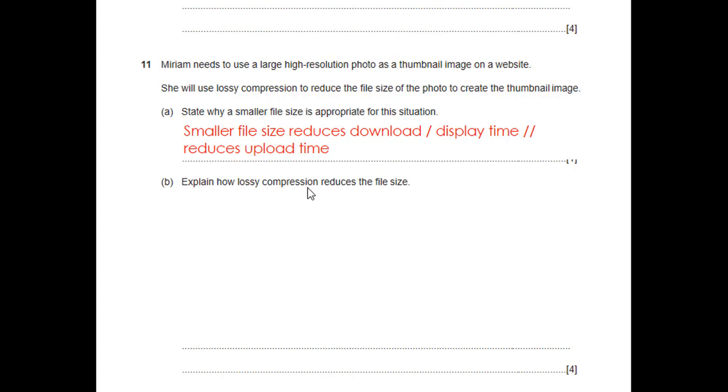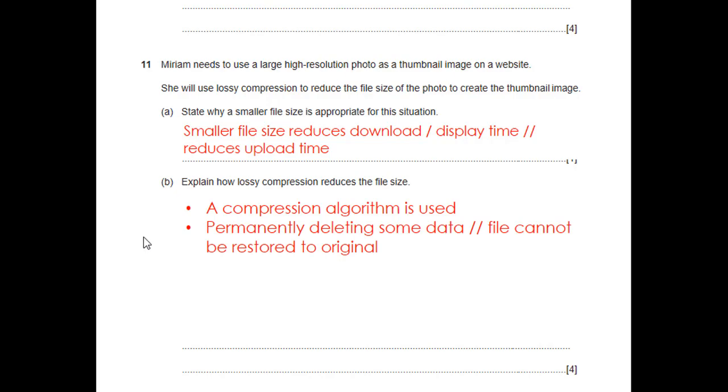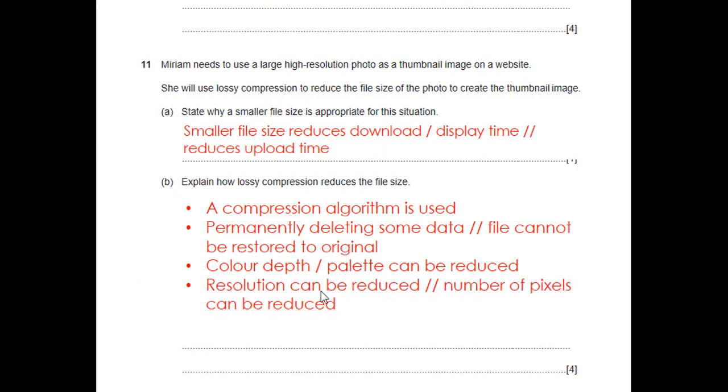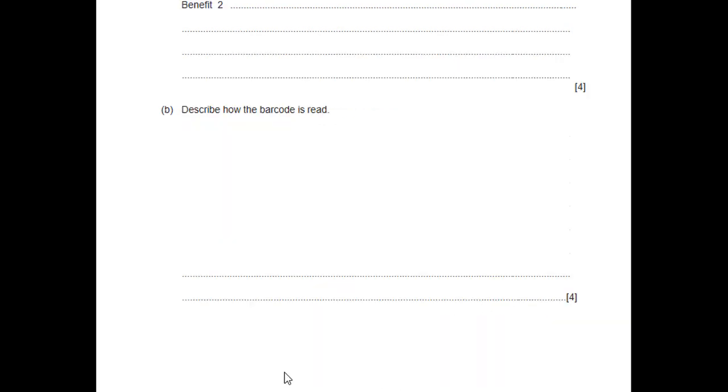And let's explain how lossy compression works. So remember, we use a compression algorithm. We permanently delete data, which means it can't be reduced back to the original quality. The color depth can be reduced, and the palette, which means if there's a couple of different shades of red which are very similar to each other, they'll just become one shade of red instead of 6 or 7 different shades. We can reduce the resolution, which reduces the number of pixels, which again deletes data which can't be restored. And fewer bits will be required for each pixel, because in each pixel there'll be fewer zeros and ones, which means the overall file size will be smaller.